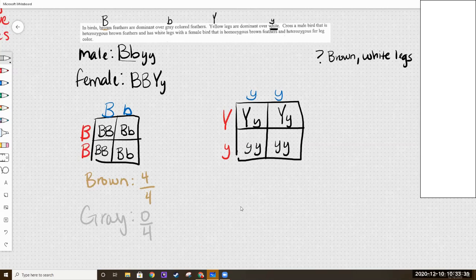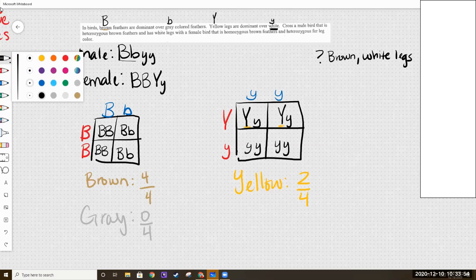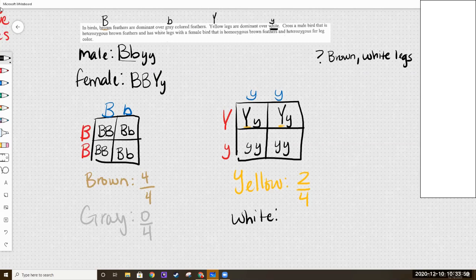Okay. And then now we have yellow legs over white. For the yellow, it's the dominant. So if we have a capital, how many have a capital? 2. So 2 out of 4. Thank you, Alexa. And then for the white, I'm gonna write it in black. We have 2 out of 4 because these are white because they're little, okay?